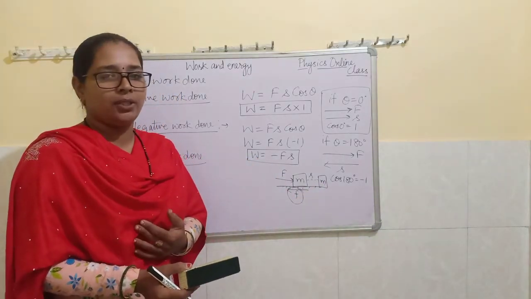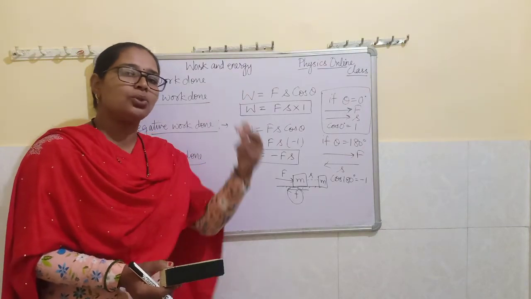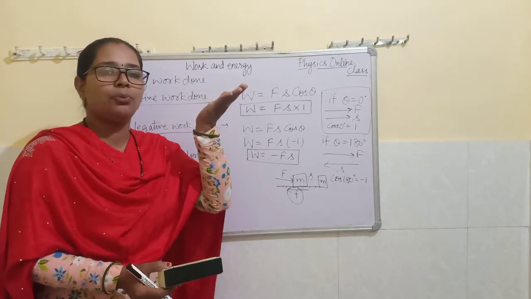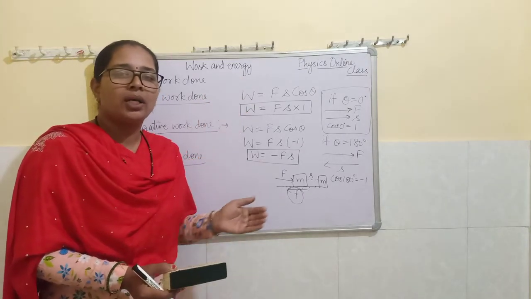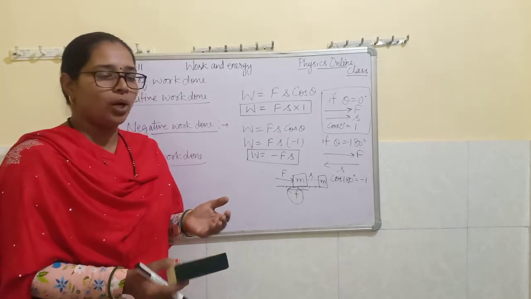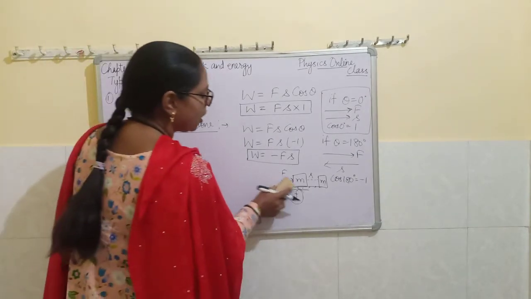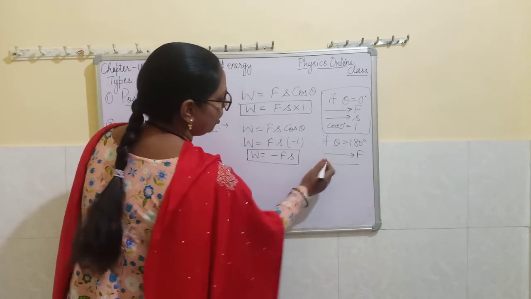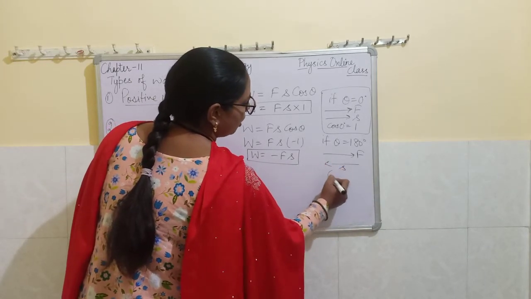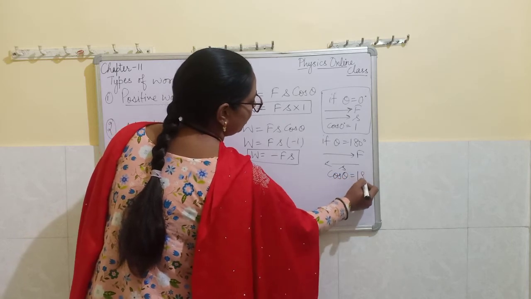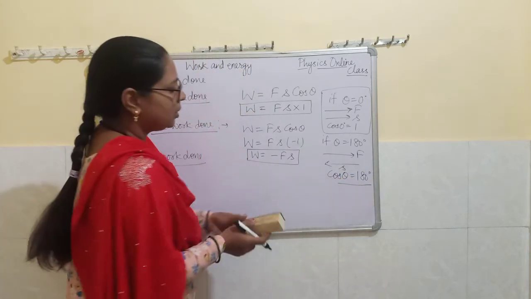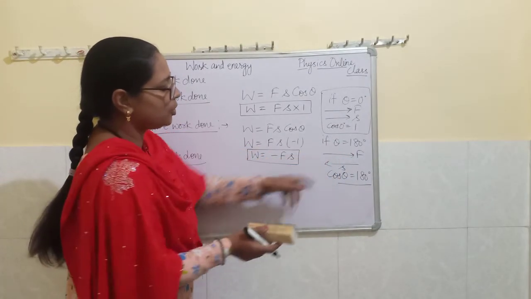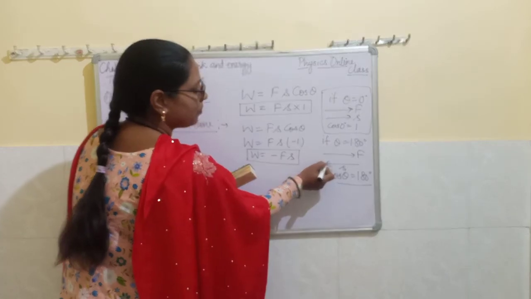सेम एज लाइक ग्रेविटी. ग्रेविटी चीजों को नीचे की तरफ पुल करती है, बट अगर आप अगेंस्ट द ग्रेविटी बॉडी को ऊपर लेकर जाएंगे तो वर्क डन हमेशा नेगेटिव होगा, बिकॉज वी आर गोइंग इन अपोजिट डायरेक्शन टू द अप्लाइड फोर्स. So the conditions for negative work done are two. Theta must be 180 and the directions of force and displacement are opposite.